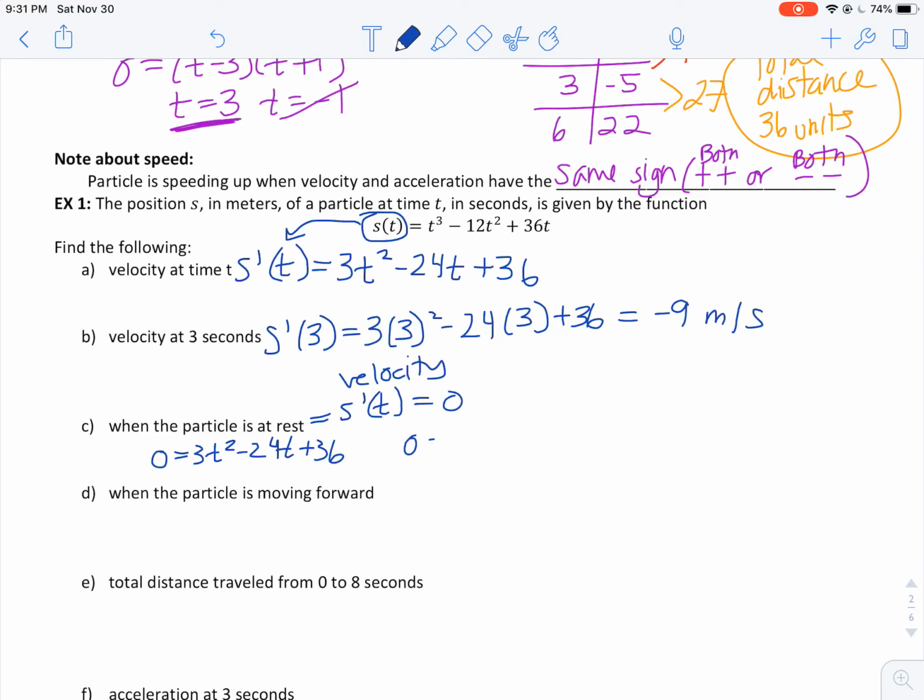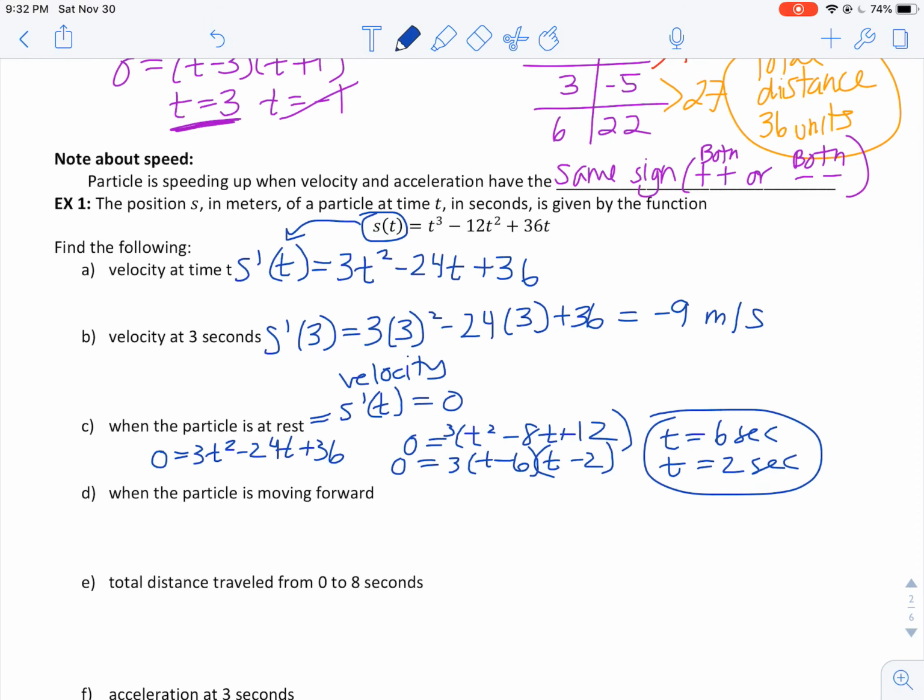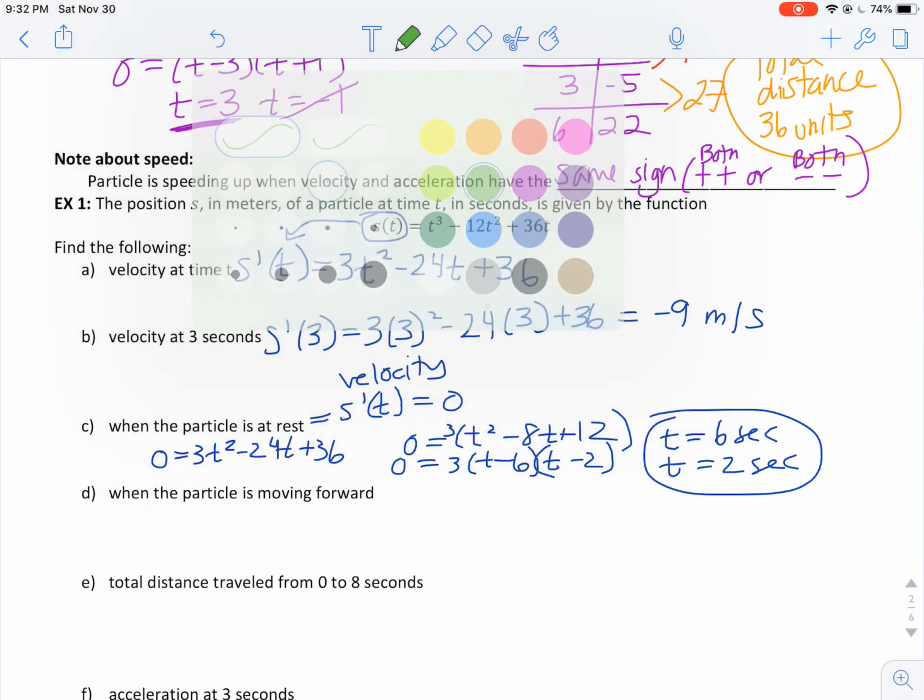Now I'm going to factor. It's going to be 0 equals 3 times t squared minus 8t plus 12. So that's 0 equals 3, we got t minus 6, t minus 2. So that's going to be t equals 6 seconds, and t equals 2 seconds, 2 times when the particle's at rest.